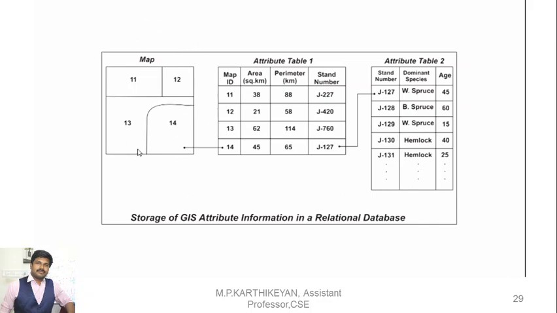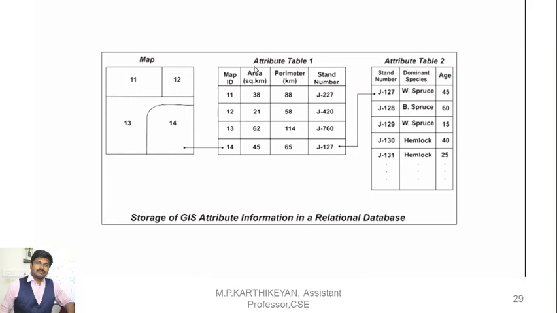The first one is a map. The map is divided into 4 components: 11, 12, 13, 14. Each component is identified with a unique number, or we can say a map ID. Based upon this map ID, we can give the attributes of this particular cell alone.